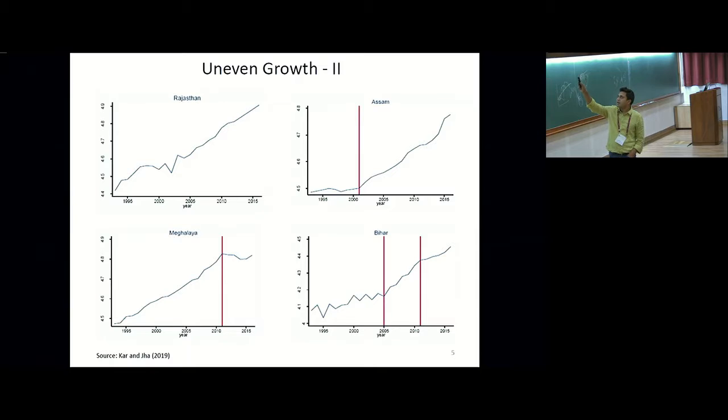In the case of Rajasthan, you can say there is a clearly steadily increasing path. In the case of Assam, initially there was slow growth, but then there was a growth acceleration. In the case of Meghalaya, there is a clear growth deceleration after 2011. And in the case of Bihar, and this is very interesting, we know that after Nitish Kumar came to the government, initially there was a very rapid increase in the GDP per capita income, but after 2011-12, that momentum was lost.